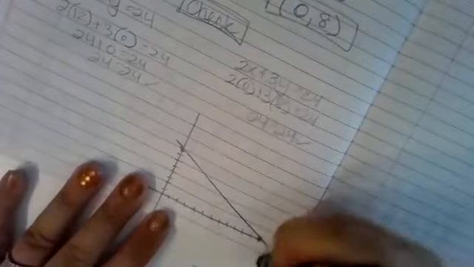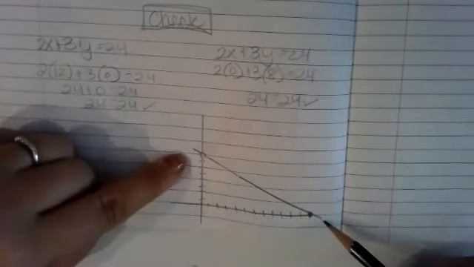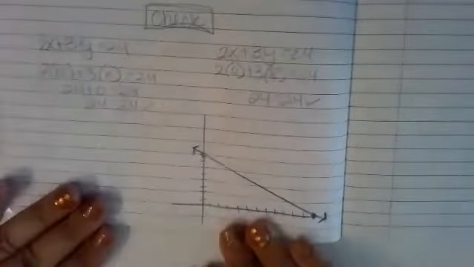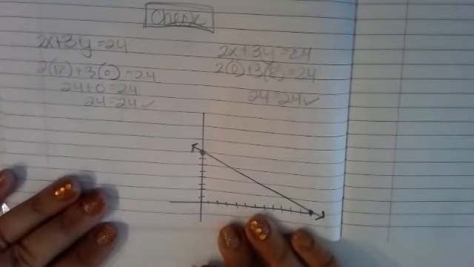Whoop, that got crazy. Okay, so please notice my line is straight going through the two points. I've extended the line past the points, and then I need arrows on the ends. And now I have graphed this in standard form.